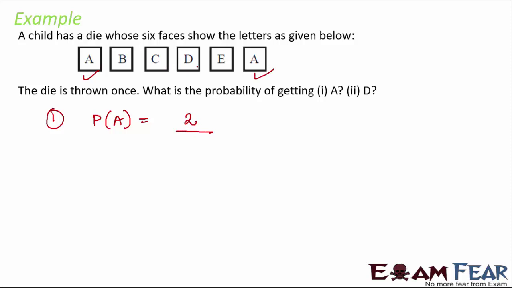And what is the total number of outcomes? 1, 2, 3, 4, 5, 6. So 2 upon 6 would be the probability. Probability of getting a D. So number of favorable outcomes is just 1. So this will be 1 upon 6.